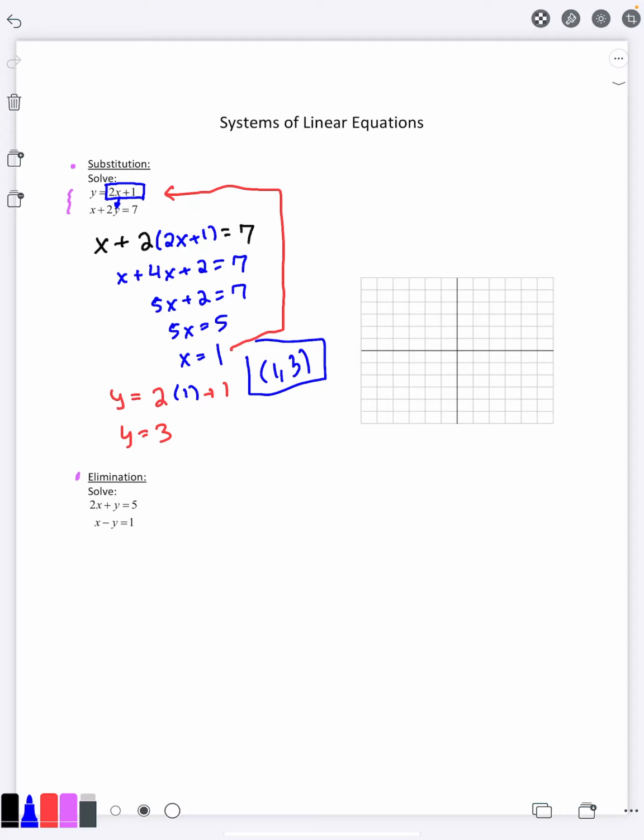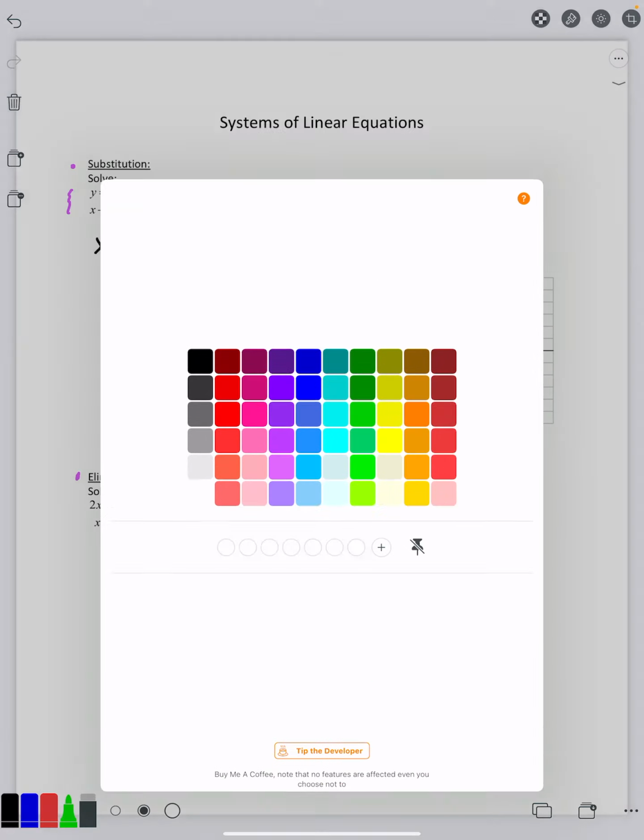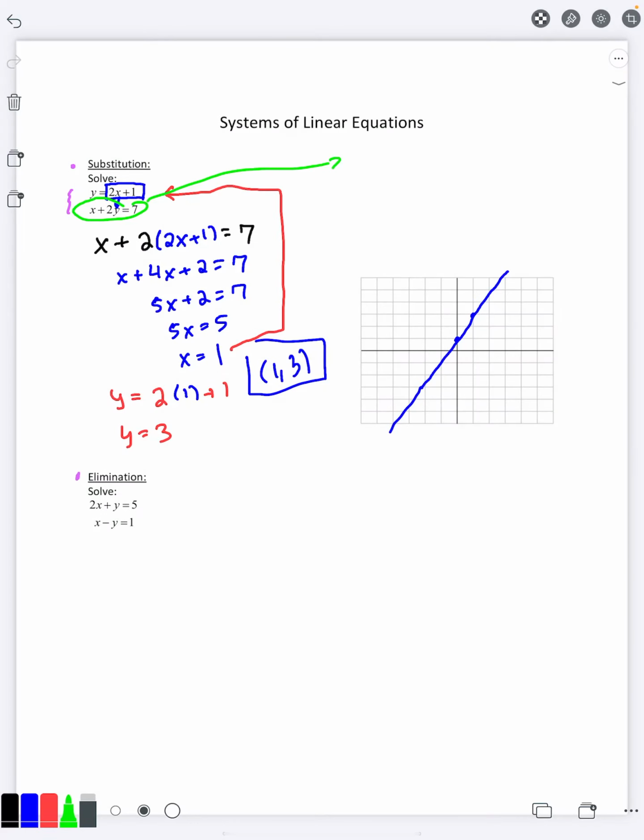Now I included a graph here because I wanted to show you what we are doing graphically, what it really means. So if I look at the first line, y equal to 2x plus 1, it's going to look something like this. And if I look at the other line, I have to do a little bit of work there to solve for it. Let me use green here. So if I solve for y in that, I would have negative 1/2 x plus 7/2. So that means I have a y-intercept of 3.5. And I go down 1/2 each time.